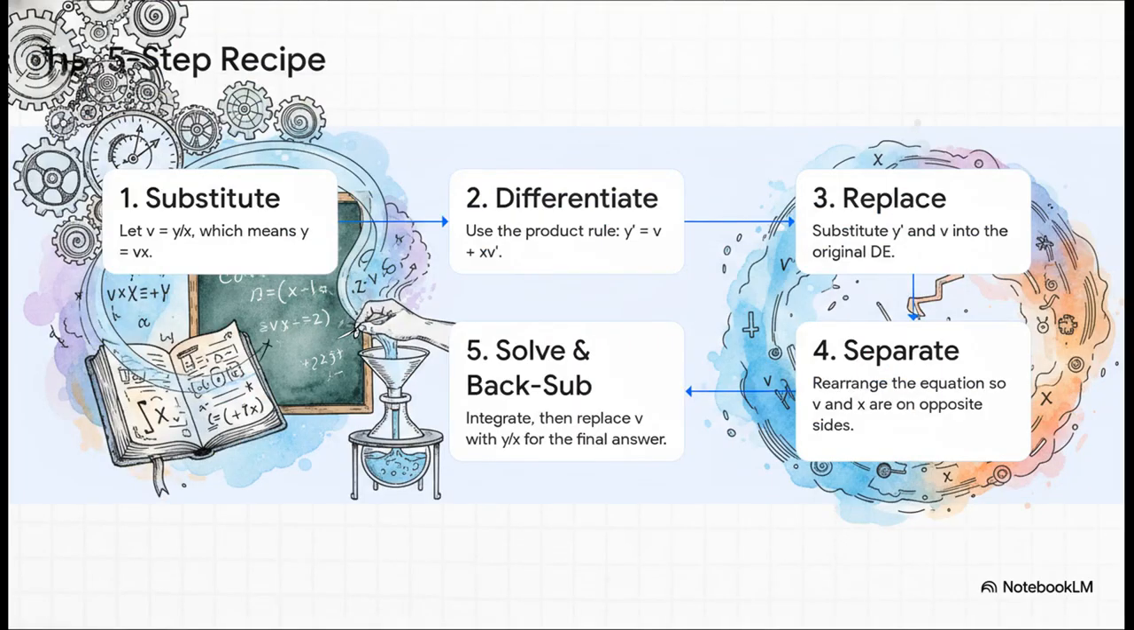And the best part is, once you spot that pattern, there's a recipe, a foolproof 5-step process that you can follow every single time. We're going to set a new variable, v, equal to y over x. We'll do a little differentiation, plug everything back in, and then, this is the cool part, the equation magically becomes separable. It's a system, and we're going to stick to it.